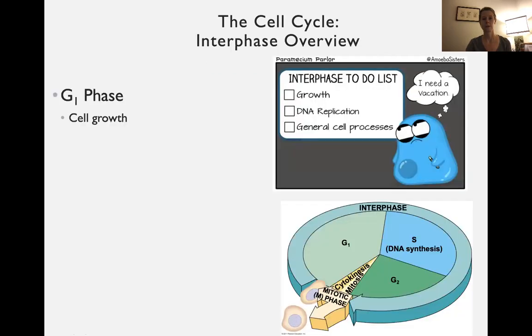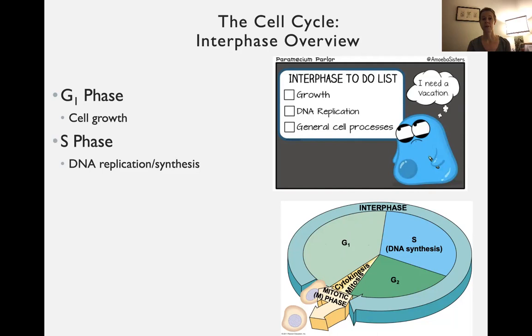Interphase involves G1, S, and G2. Those are the three phases. G generally stands for growth. When you think G1, that's the first phase of cell growth. You can imagine a newly formed cell; it has to grow. That happens in G1.